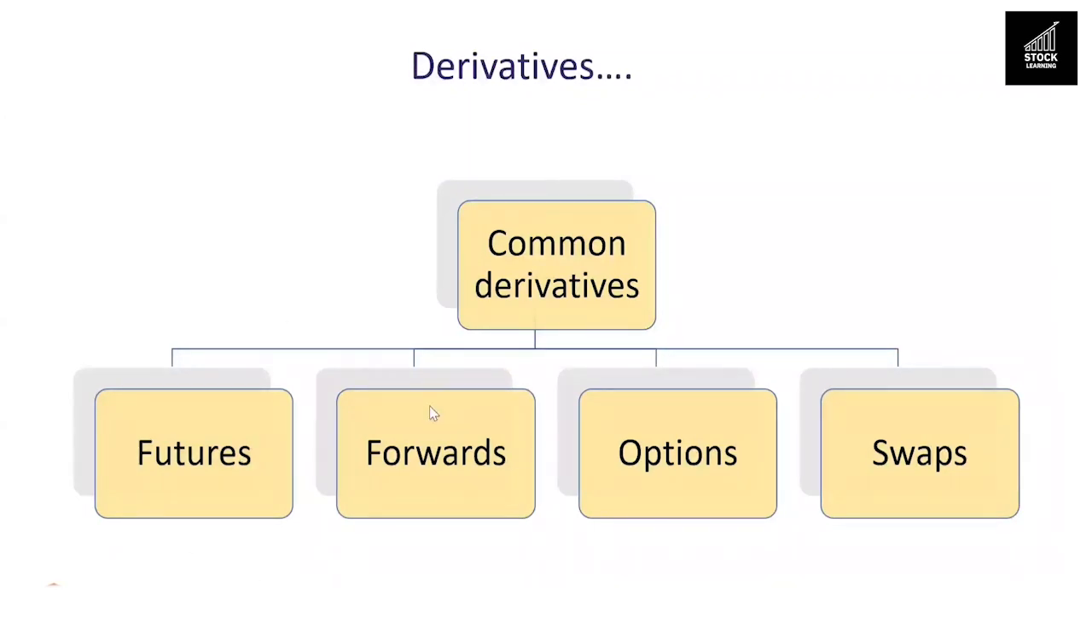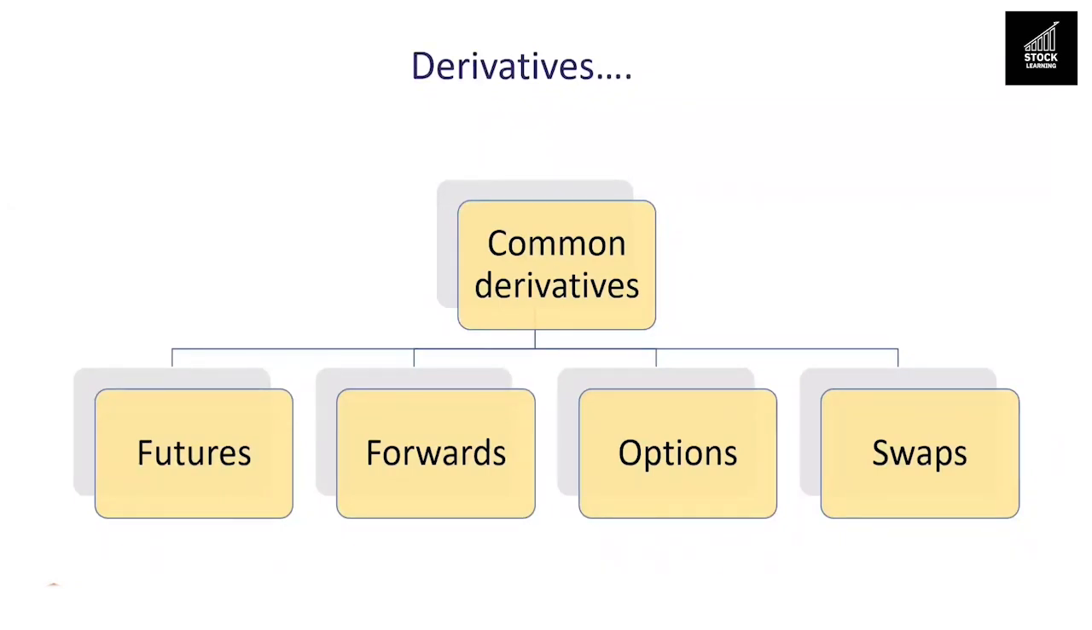Forwards are over-the-counter products. That means these contracts, forward contracts, can be customized. Coming back to forwards and futures, forwards can be customized, whereas futures are very standard contracts traded on the exchange. So there is no counterparty risk in futures, whereas you have a counterparty risk in forwards. Let me explain what is counterparty risk.